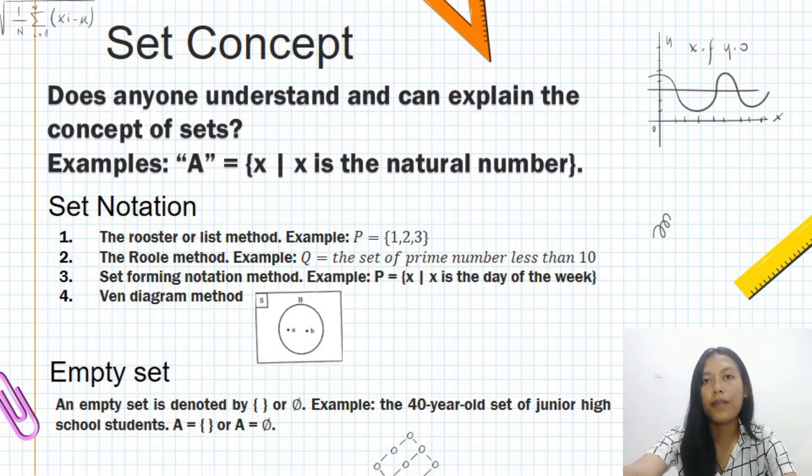Next, we have the empty set. An empty set is represented by the symbol on the screen. Example, the set of 40-year-old junior high school students.